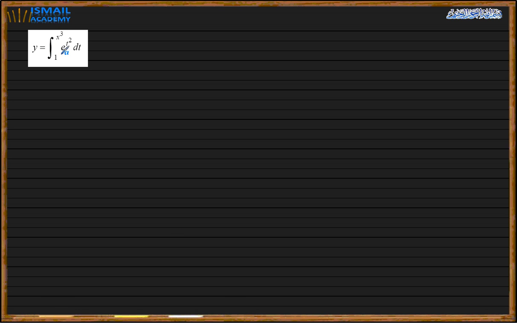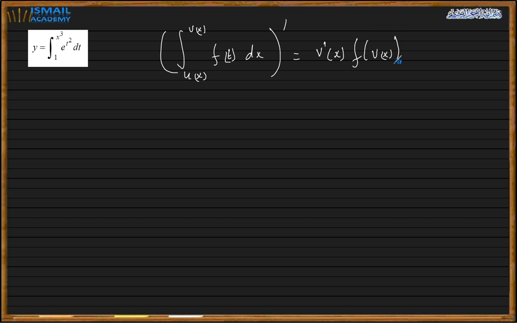So keep in mind the integral from u of x to v of x of f of t dt. Let's take the derivative, so it will be v prime of x times f of v of x minus u prime of x times f of u of x. Keep in mind this. Let me apply this here.